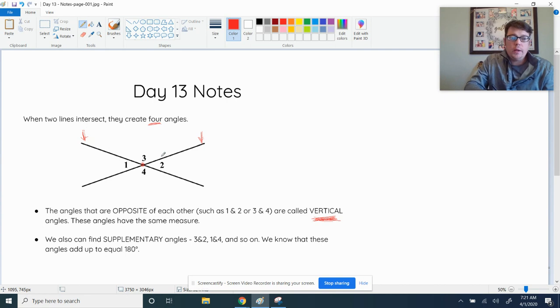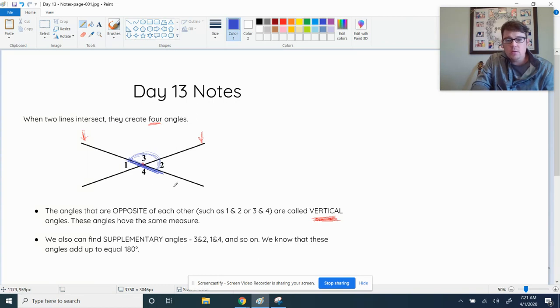We can also find supplementary angles within this set of intersections. The supplementary angles would be 1 and 3, 1 and 4, 4 and 2, 2 and 3. You see how those line up? Like, for example, 2 and 3 here line up along this blue line. And that's a straight angle, right? And so if you have a straight angle like these two create, then that means these two make 180 degrees total. So angle 2 plus angle 3 should equal 180 degrees.